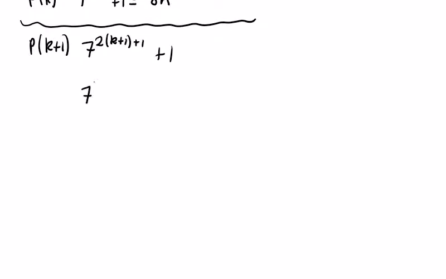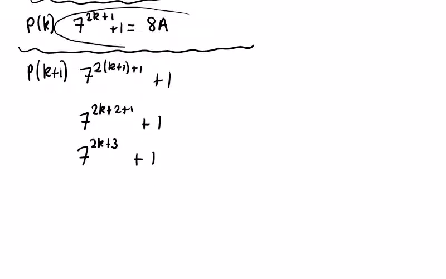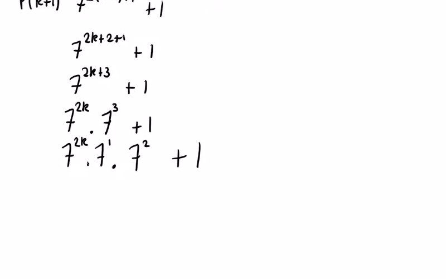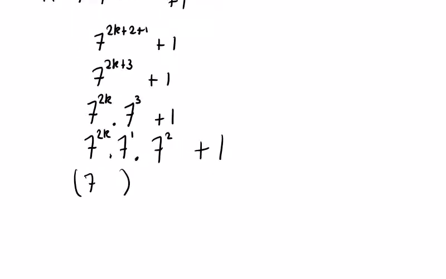So this is 7 to the power 2k plus 2 plus 1, which is 7 to the power 2k plus 3 plus 1. Keep in mind the assumption, 7 to the power 2k plus 1. So this is 7 to the power 2k times 7 to the power 3 plus 1. So if we keep in mind our assumption here, we want 7 to the power 2k plus 1. So this has to be 7 to the power 2k times 7 to the power 1. So that leaves 7 to the power 2. And we have this plus 1. So we have this, 7 to the power 2k plus 1.